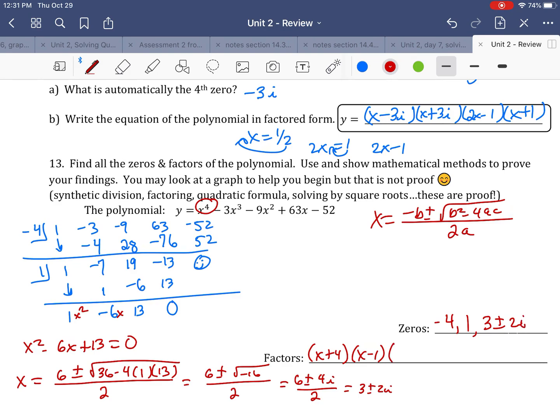All right, so when I write them as factors, I put x minus, I put a parentheses, and I put 3 plus 2i in one of them. Then I put x minus again, put a parentheses, and I put 3 minus 2i. And that's how you take care of those ugly factors. And that is it.